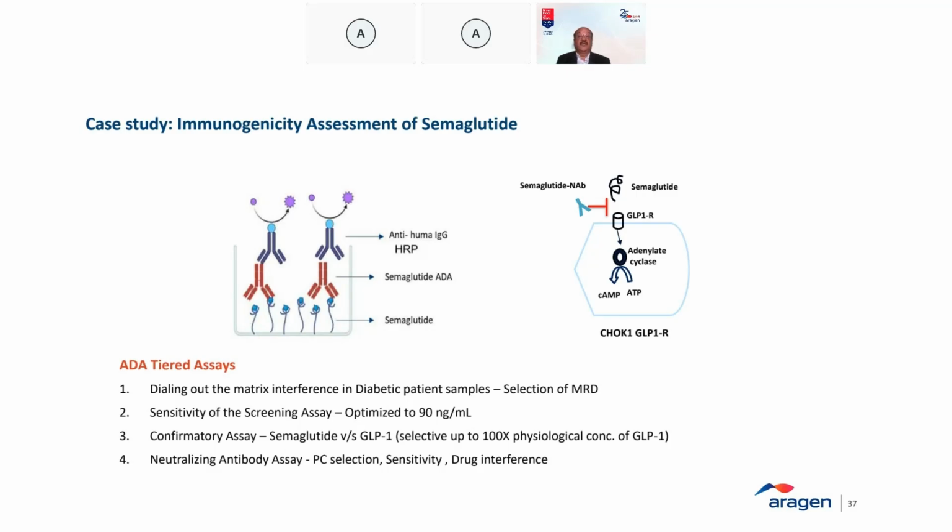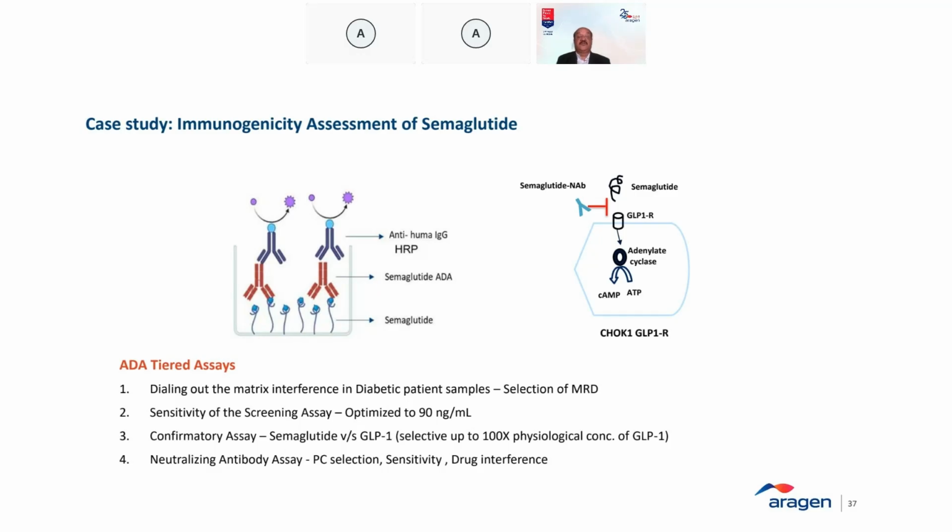The confirmatory assay was very critical. We had to show that the antibodies have higher affinity for semaglutide versus the endogenous GLP-1 peptide. We showed that the assay we developed can selectively show that the antibodies do not bind even to 100x physiological concentration of GLP-1, and they bind to semaglutide at very low affinity.